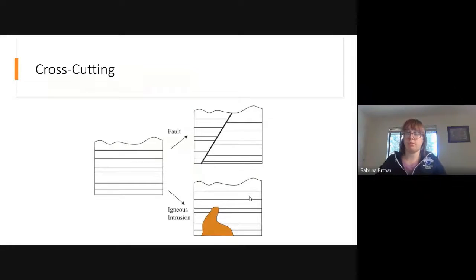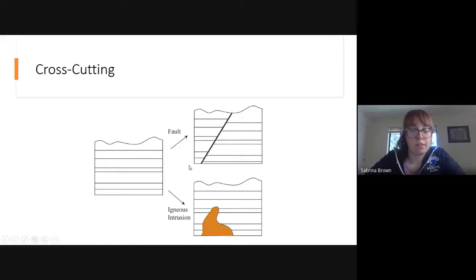The next principle is that of cross-cutting relationships. There are 2 really good examples of cross-cutting that we see in rock profile diagrams all the time. The first type of cross-cutting is a fault. For example, we have our originally horizontally deposited layers, and those layers get offset by a fault. See how this fault cuts across our layers of rocks.